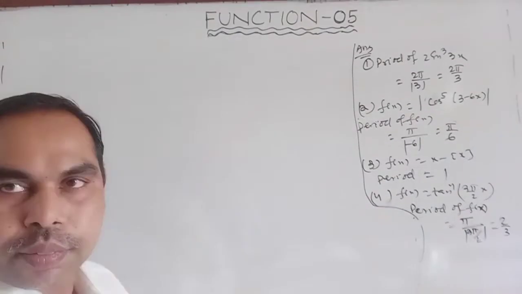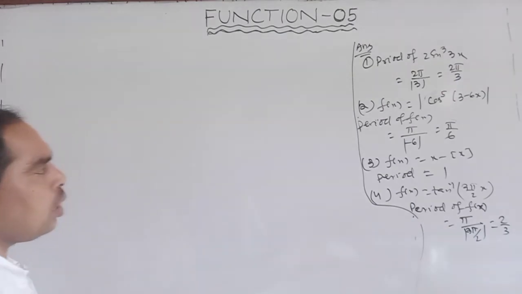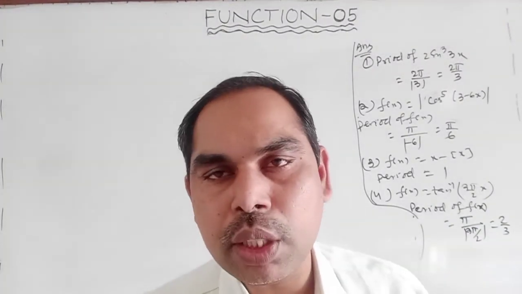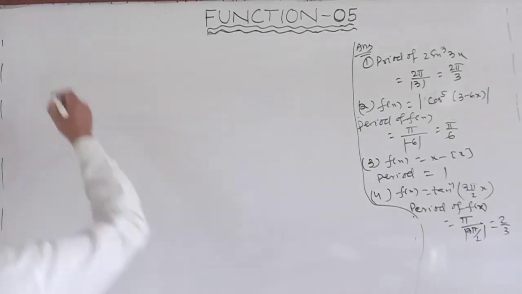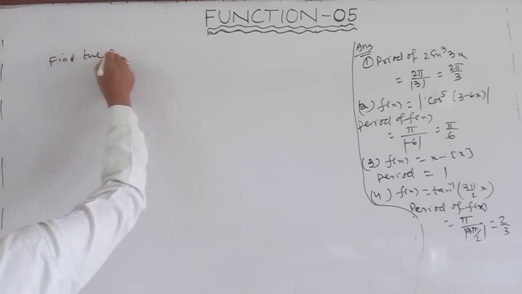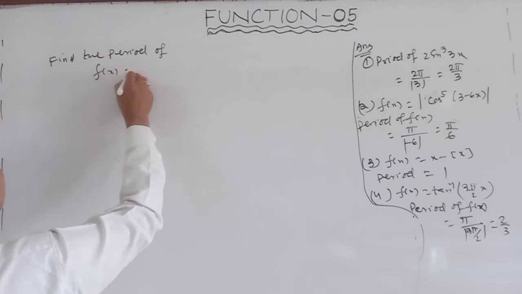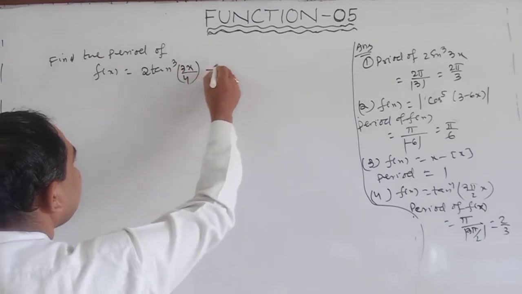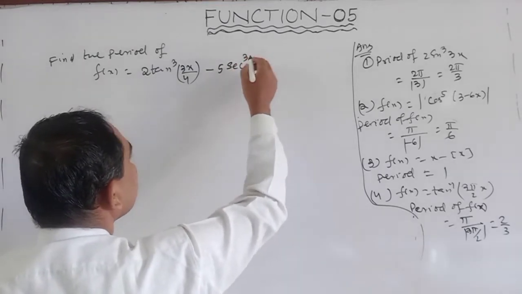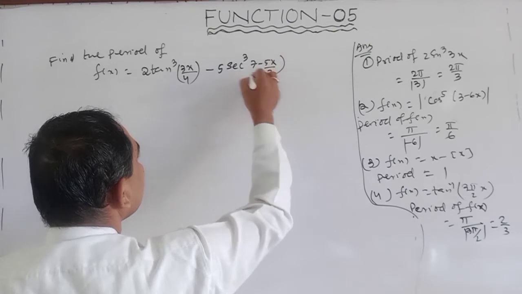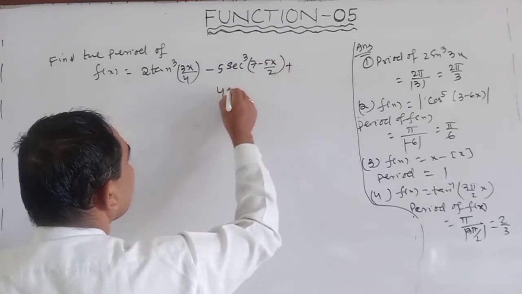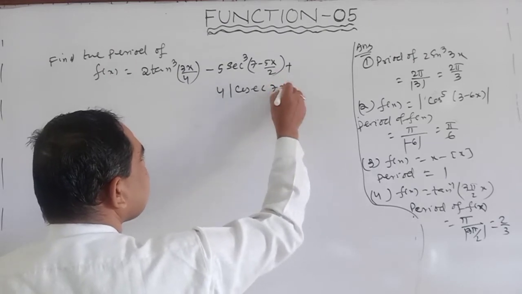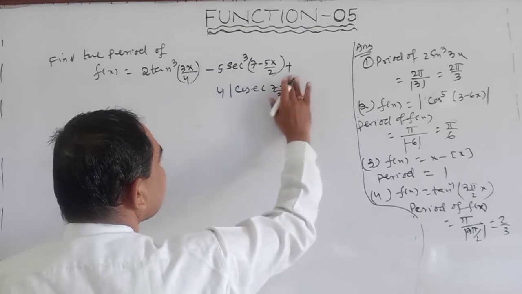Okay, next, last function, fifth function. The fifth question is homework for you. Next question, find the period of f of x is equal to 2 tan cube 3x by 4 minus 5 sec cube of 7 minus 5x by 2 plus 4 mod of cosec 7x by 3. Okay, find the period of this function.